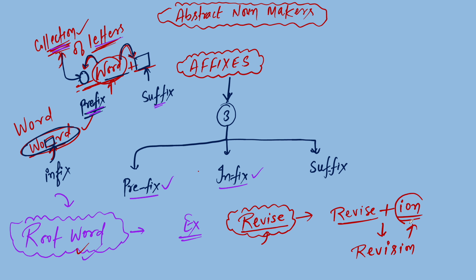This ION will replace the E. This ION basically replaces the E from revise. In that case, this word will be known as revision. Okay, so revise is a root word, and you are appending this collection of letters, then the meaning of revise has changed, that is revision. Is it clear or not?